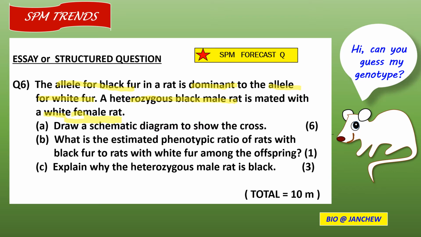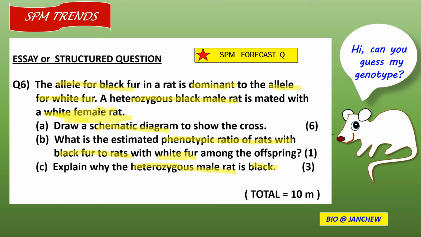And we are supposed to draw a schematic diagram to show this cross. After we draw it, we have to find the phenotypic ratio of rats with black fur to rats with white fur in the offspring. And next, the last part, why is the heterozygous male rat mentioned here black and not white?